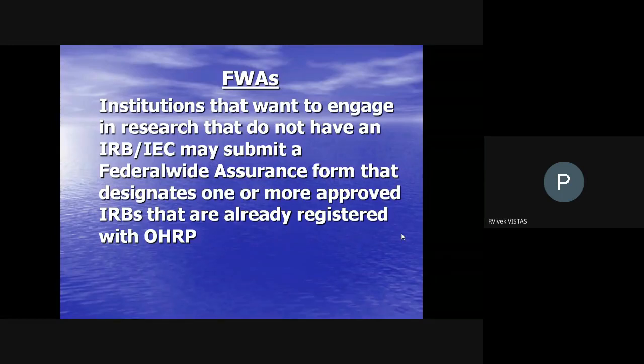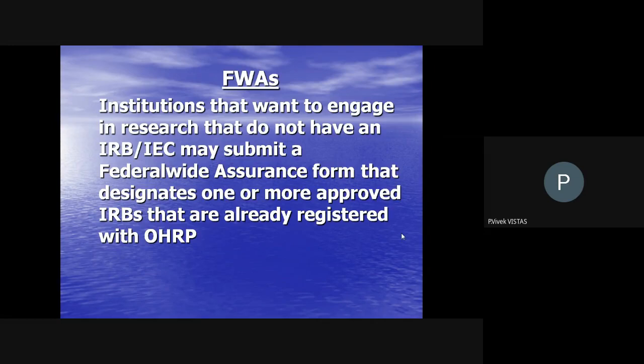That is, a particular institution wants to do research, but they don't have IRB or IEC approval. IRB is nothing but Institutional Review Board. IEC is nothing but Independent Ethics Committee. If you want you can note it down. In the absence of approval, they can submit a Federal Wide Assurance form that designates one or more approved IRBs that are already registered with OHRP. OHRP is nothing but Office for Human Research Protections.